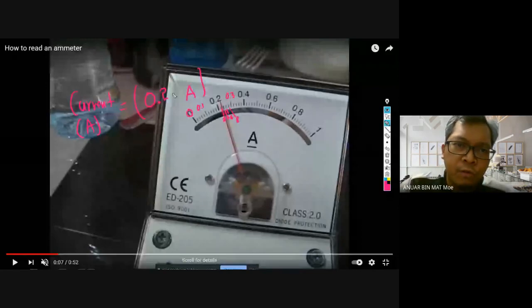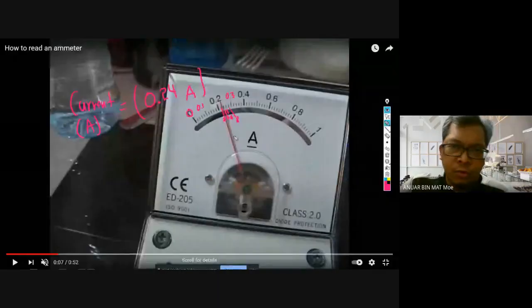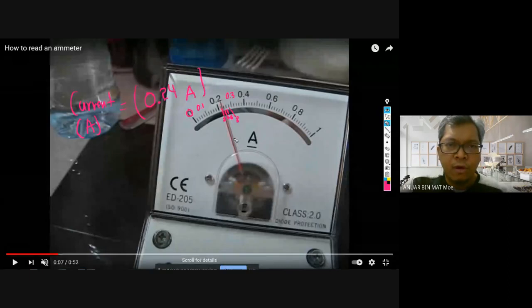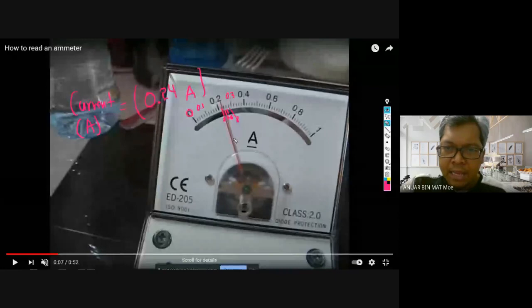0.22 or 0.24. Okay, is it correct? Can you understand this? Make sure you know how to take the reading, because we are using the analog ammeter. Analog ammeter using the scale and then using the needle here. So this is about 0.24 or 0.22 ampere. A is what we call ampere.